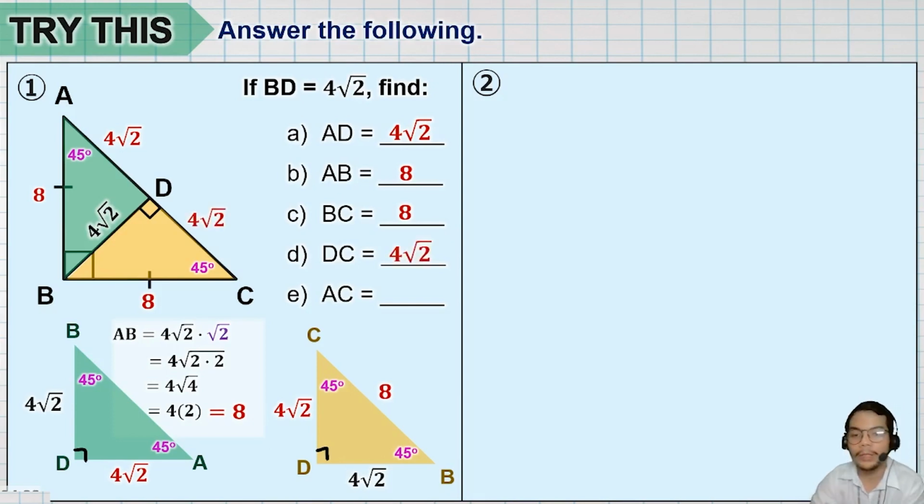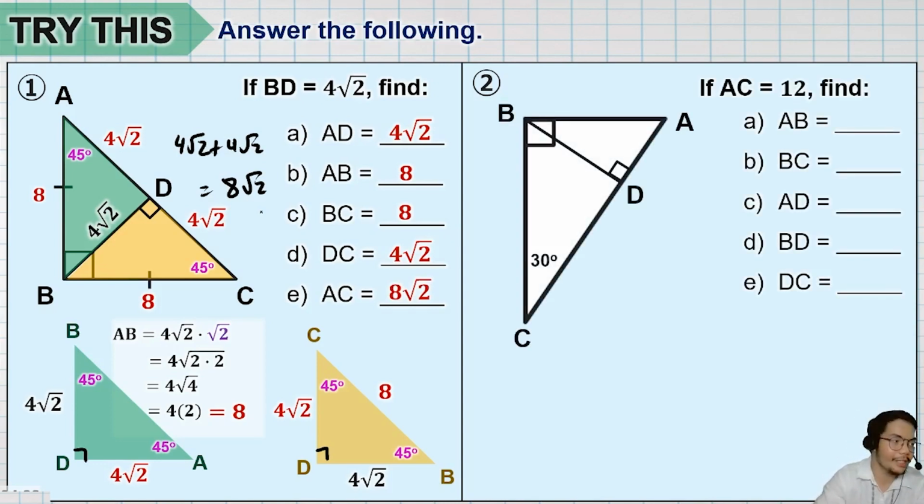So if I ask you, class, what do you think is the measurement of line segment AC? I think this is the hypotenuse of triangle ABC. What is the measure of this line segment AC or side AC? Why make it hard? Just add them together. Both of them have 4 square root of 2. If we add those two, 4 square root of 2 plus 4 square root of 2, that's going to be equal to 8 square root of 2. So AC is equal to 8 square root of 2.